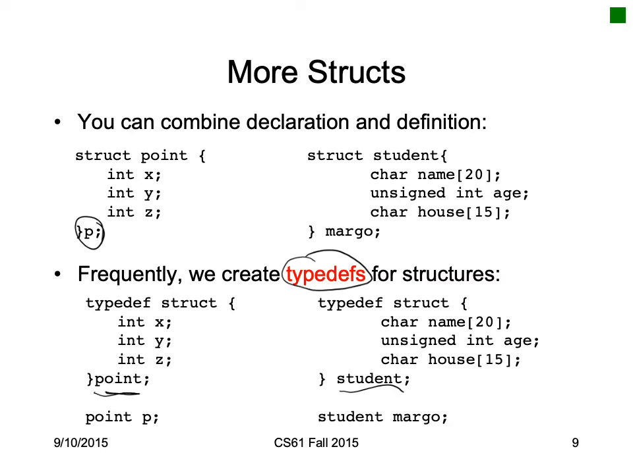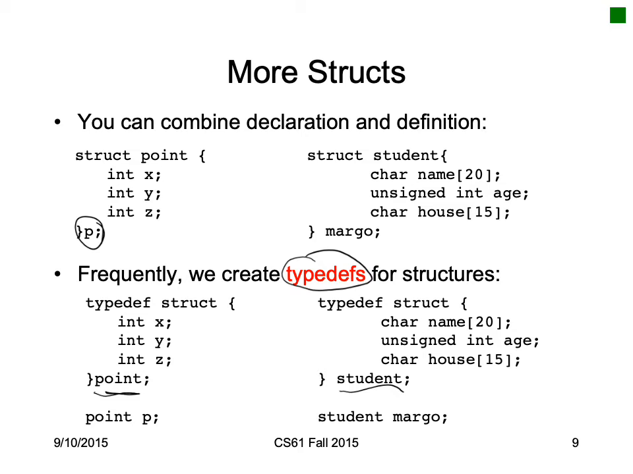On the last slide, I separated the definition and the declaration of the variables, but frequently you will see them combined. So I have the same 2 structures I had on the last slide, but now I'm combining the definition and the declaration. So I'm saying, I'd like to create this thing called a struct point. It has these 3 integer fields, and I'm going to allocate a variable of that type and name it p. So that's a definition of the variable. Similarly, here's my student structure, and instead of defining the Margot variable separately, I'll do it the same place where I declare the student structure.